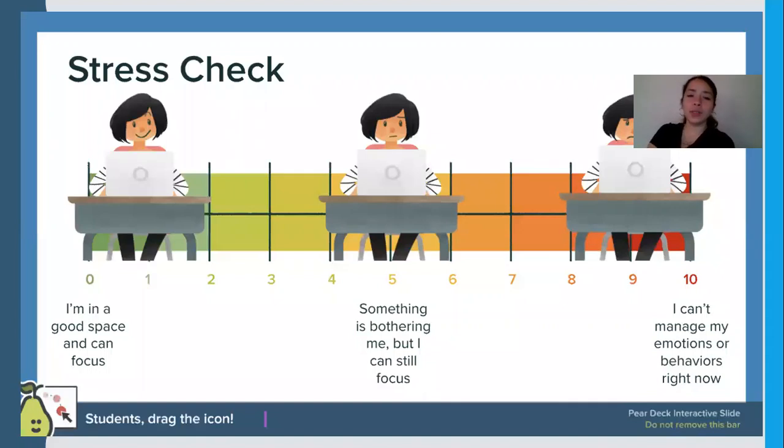Okay, as always, we're going to do a little stress check, so if you're watching this, you can go ahead and comment on Schoology how you're feeling. Are you at a 0? Are you at a 1? Those are that you're in a good space and you can focus. Are you somewhere in the middle? Something's maybe bothering you, but you can still focus. Or maybe you're at a 10 where you can't manage your emotions or behaviors right now.